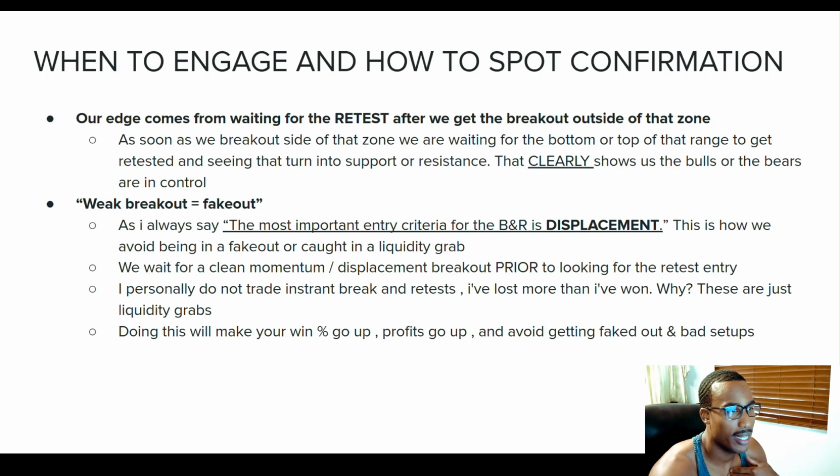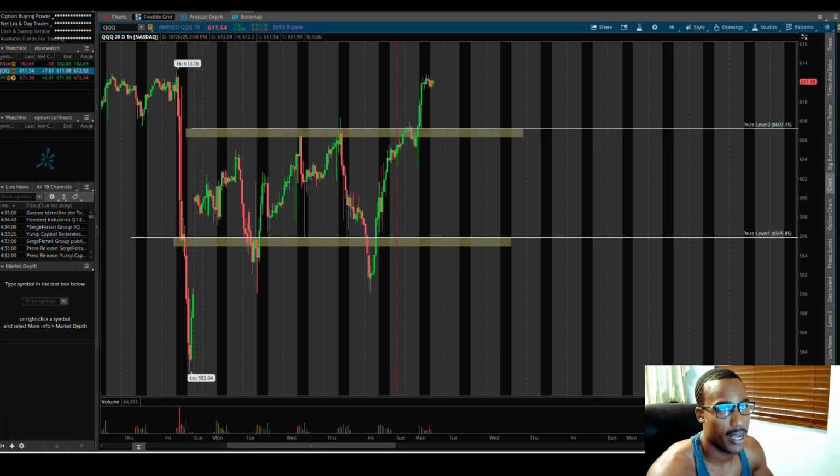I personally do not trade instant break and retest. I've lost more than I've won doing that. Why? These are just liquidity grabs, or fake outs, as you can call them. Same thing, in my opinion, same difference. Something that I say: bull traps, bear traps. I want to see that buyers are saying, hey, I'm here. I want to see sellers saying, hey, I'm here. So doing this will make your win percentage go up, it will make your profits go up, and it will avoid being faked out.